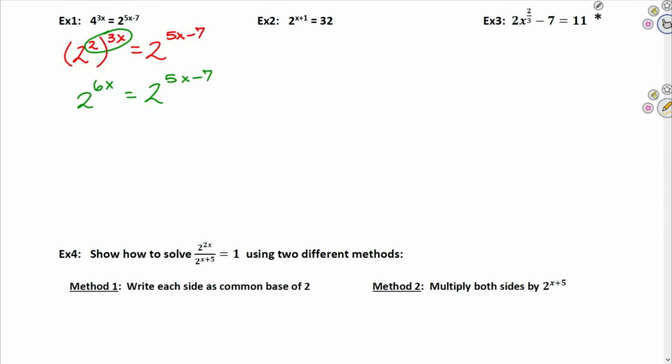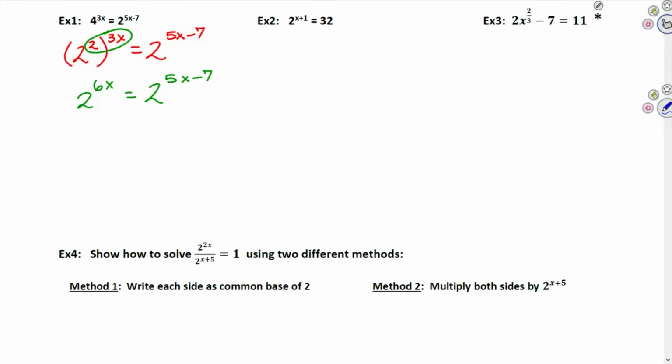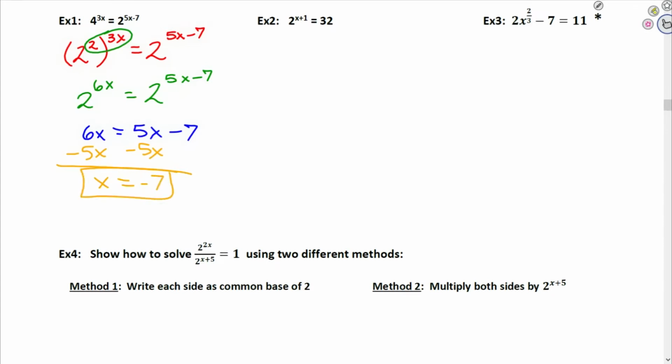And then, because the base is the same, I'm going to write the exponents to be the same. So I know that 6x is equal to 5x minus 7. Okay? And I will solve for x by subtracting 5x from both sides, and I get x equals -7. Okay? So that's really it.